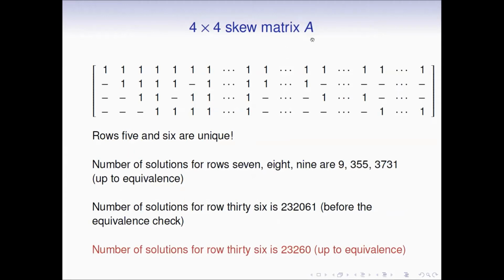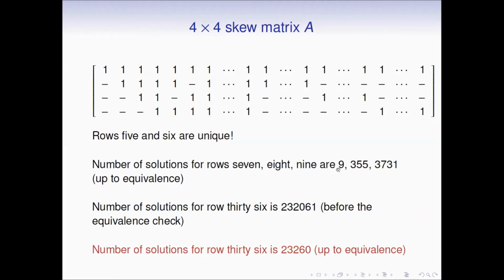Again, we go back to matrix A. We have these 4 rows, and we are trying to complete this partial Hadamard matrix to a full Skew-Hadamard matrix. We search for possible solutions for row 5 and row 6, and it is found that rows 5 and 6 are unique. It is because of the nice structures of these 4 rows. Then we go to the next rows, rows 7, 8, 9.